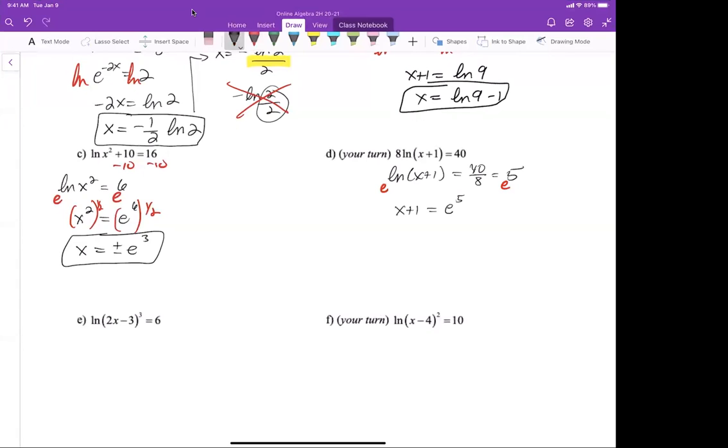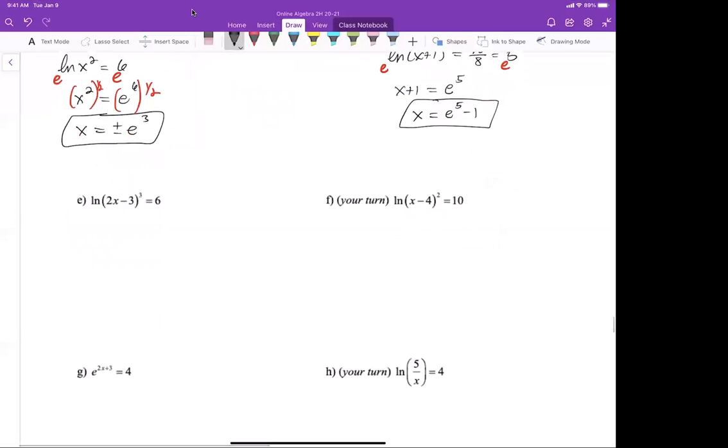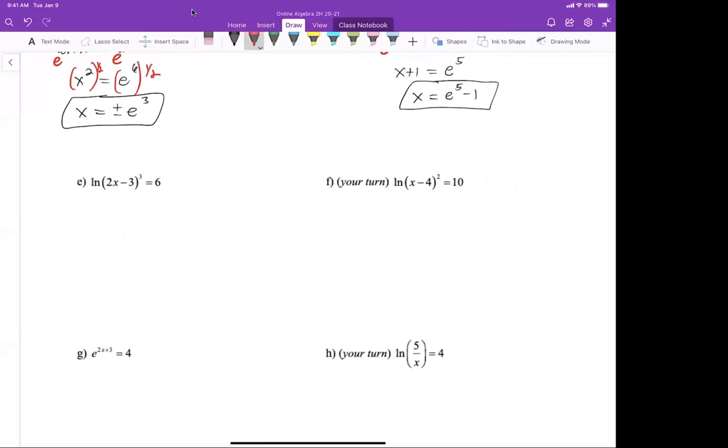Okay, I need to undo the addition of 1 from both sides, so I subtract 1 and I get e to the 5th minus 1. Okay, all right. Now I have the natural log of (2x minus 3) to the 3rd power equals 6. I want to undo the natural log, so I'm going to take e to that power on both sides of the equation, and on the left-hand side I'm left with (2x minus 3) to the 3rd power is equal to e to the 6th power.